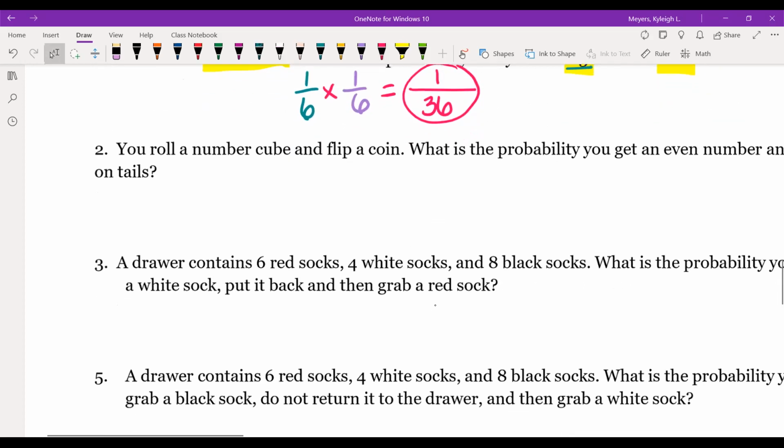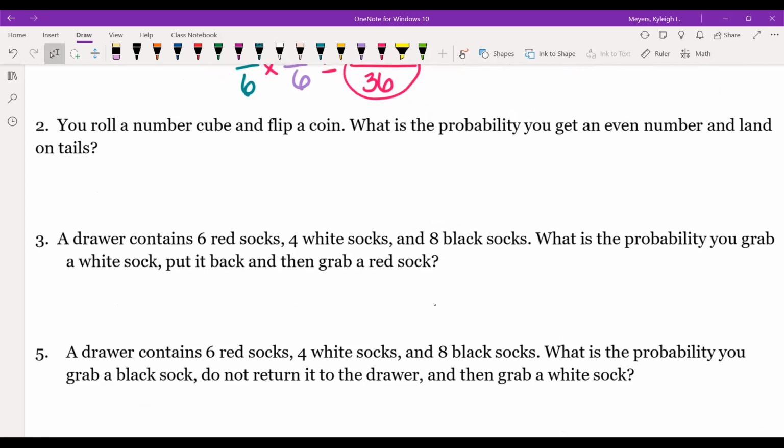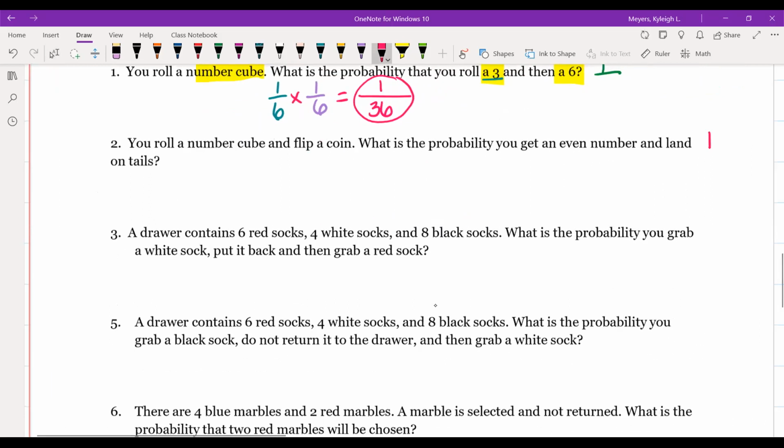Next one, roll a number cube and flip a coin. Do those affect each other? Does what I roll on the dice affect the coin? Hopefully you're saying no. So it's independent again. So it's the probability of getting an even number: 2, 4, 6, that's 3 out of 6. And land on tails. Well, a coin is heads or tails, so that's 1/2.